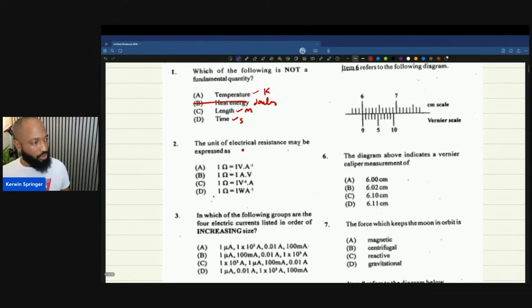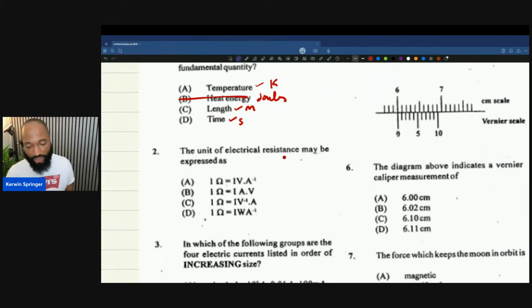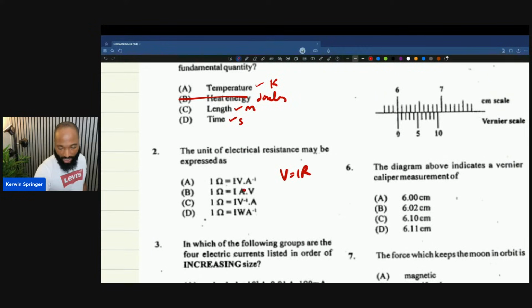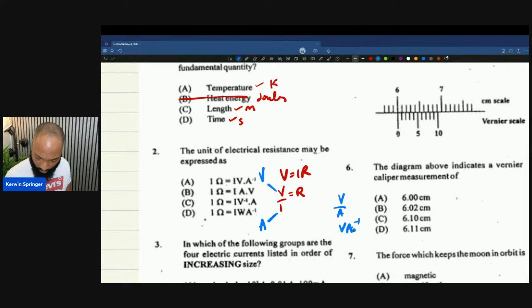Number 2, what's the answer for number 2? Let's go. The unit of electrical resistance may be expressed as. Well, V is equal to IR. So R, if I want to make R the subject of the formula, is V over I, voltage over current. The unit for V is volts, just volts. The unit for I is A, so I really want V over A, or V A, like that, over A to the power of -1. So the answer is A there. Are we cooking, class?